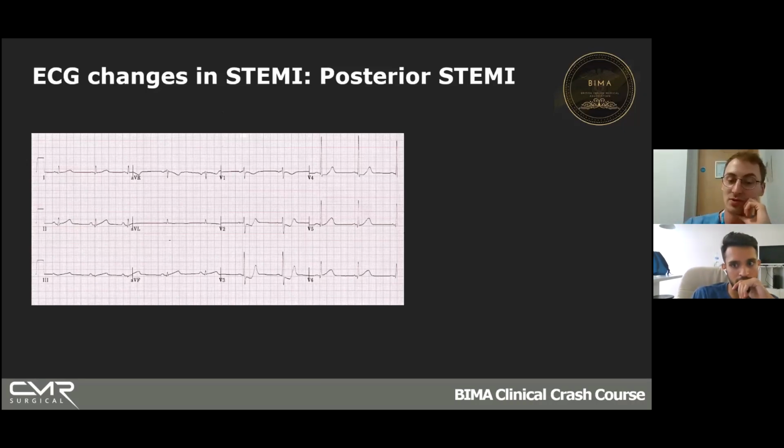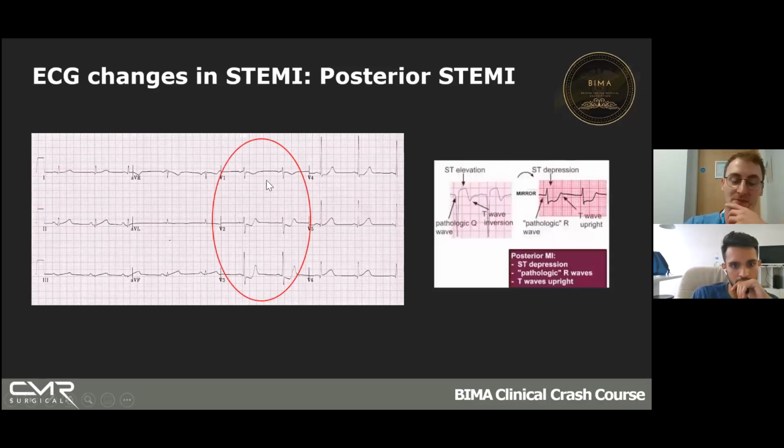So what you get is what's called reciprocal changes, which is when you get stuff that's upside down on the other side of the ECG. That's shown very nicely on this ECG. We talked about how V1, 2, 3, and 4 represent the front of the heart. If you were to have a STEMI in that part of the heart, you get ST elevation, T-wave inversion, and Q waves. If you have a STEMI on the back of your heart, instead of ST elevation, you get ST depression because it's mirrored.